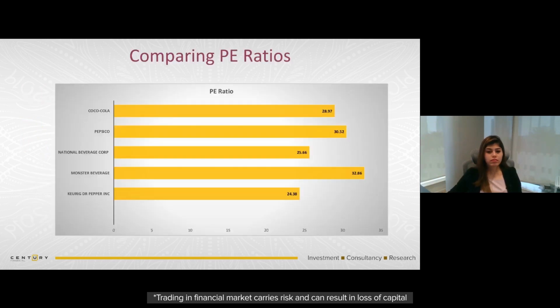So this chart out here is comparing the PE of the beverages companies in the United States. So we can see Coca-Cola has a PE of 29. On the other hand, PepsiCo has a PE of 30.5. So more or less, for most of these companies, the average PE ratio is 28.5. So Coca-Cola, compared to its current PE of 28.97, we can say that it is fairly valued. So this is how you look at PE ratios.